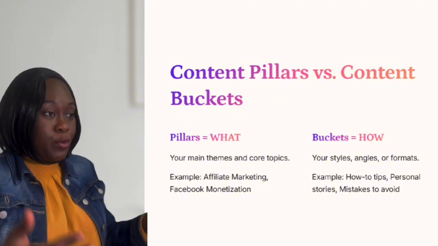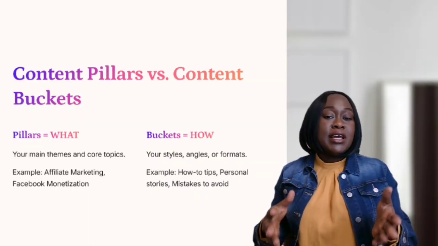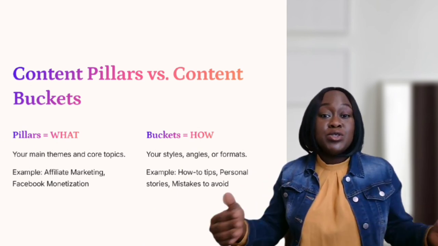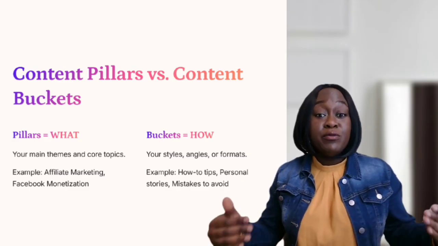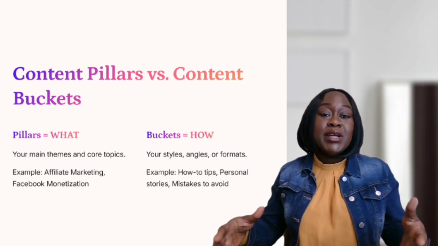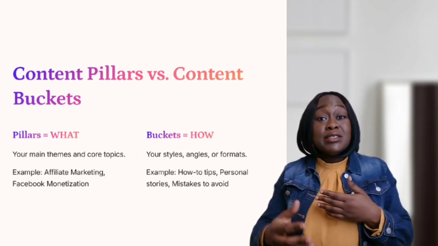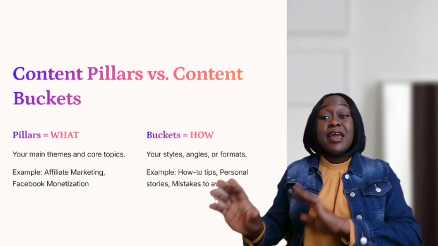So let's give an example. If you have a content pillar, affiliate marketing, a content bucket could be how-to tips. It could be your personal stories, like maybe transformational stories. It could be mistakes to avoid. It could be product reviews. It could be frequently asked questions. You can rotate your content buckets so you never repeat the same type of post.